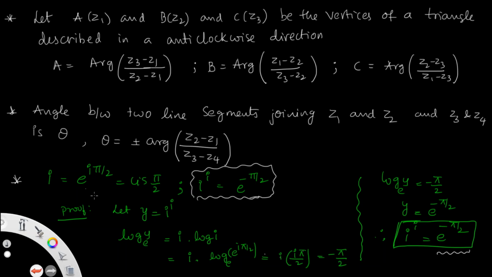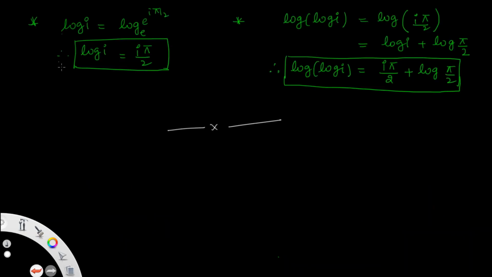We know that the value of i equals e to the power of i pi by 2. But i to the power of i is equal to e to the power of minus pi by 2. So that is the proof like this. And log i equal to i pi by 2.